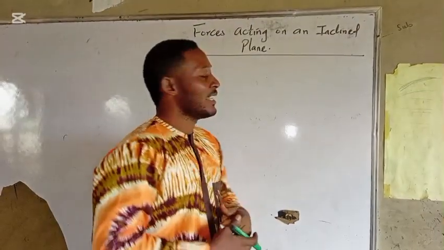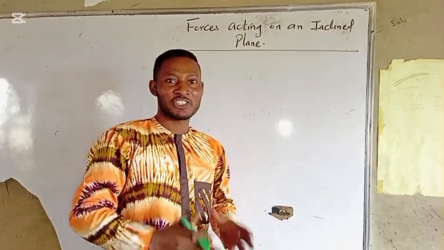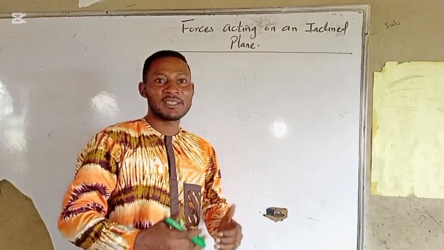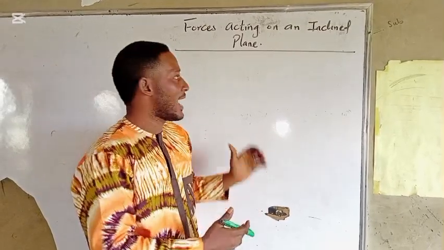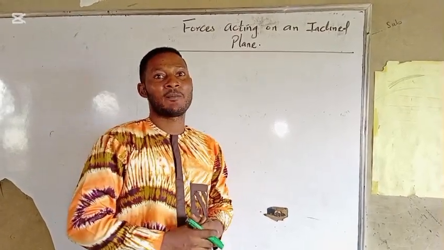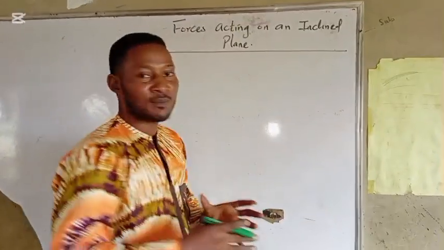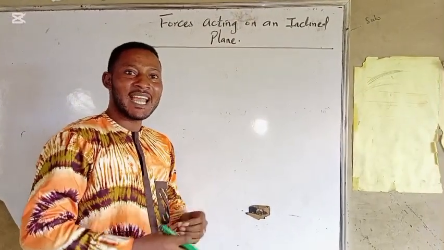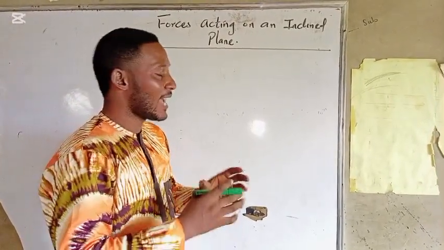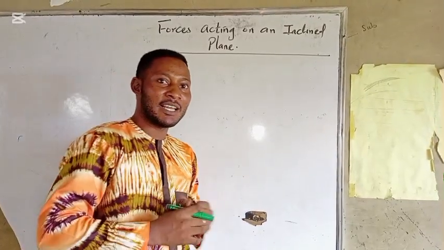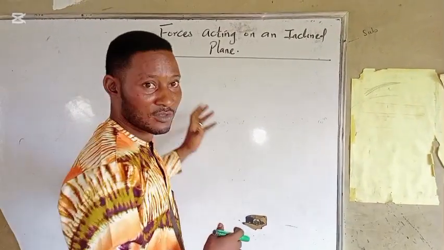So what is an inclined plane? An inclined plane is a machine that assists in raising objects up when placed at an angle to the horizontal. Now, whenever a body is placed on an inclined plane, there exist some forces that act on that body. So, let us get to work.